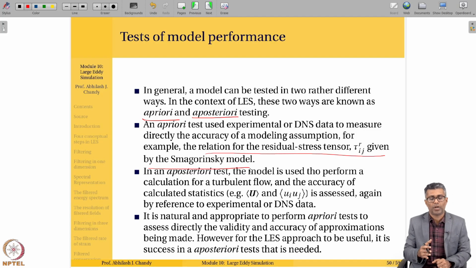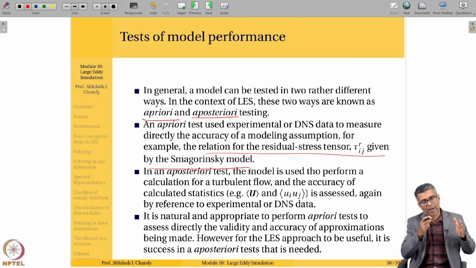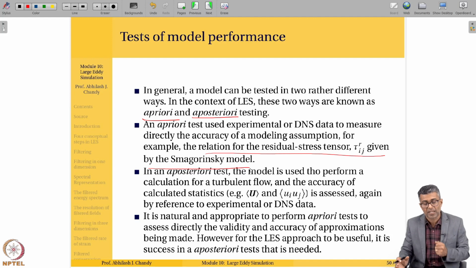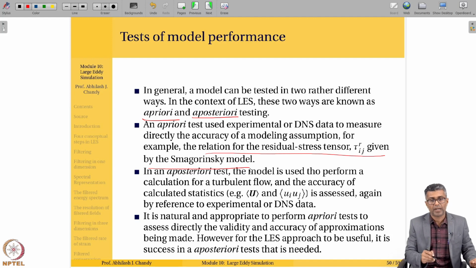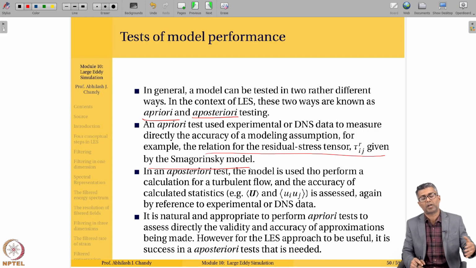In the a posteriori test, that's pretty straightforward. You actually do an LES calculation, and the accuracy of the LES model is assessed by comparing filtered velocity averages or Reynolds stresses to experimental or DNS data that is out there. So you compare statistics to statistics from DNS data or from experimental data.